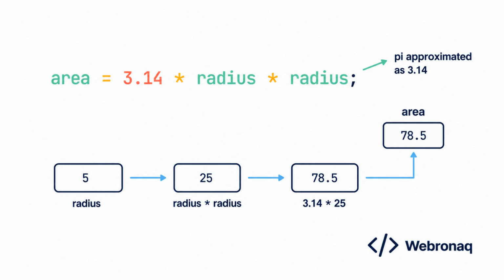C++ evaluates this left to right because multiplication has equal precedence at each step. So if the radius is 5, the processor first computes radius times radius, which is 25. Then it multiplies that by 3.14, which gives 78.5. That final result is what gets stored into the area variable.